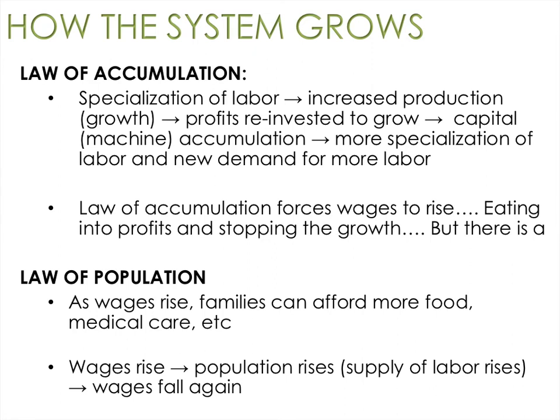But there is a counterbalancing law of population. As wages rise, families can afford more food, fewer of their children will die, population will rise, and as population rises, wages will fall again as the supply of laborers has now risen. So the seesaw effect of profits rising and then falling and then rising and then falling again is this engine of economic growth for Adam Smith.